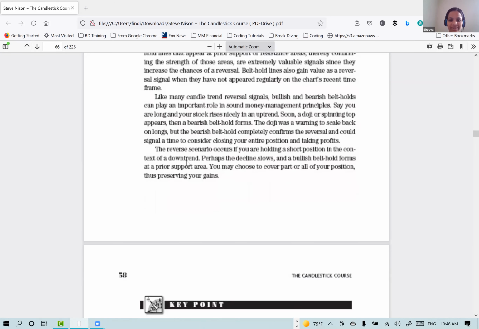The reverse scenario occurs if you're holding a short position in the context of a downtrend. Perhaps the decline slows and a bullish belt hold forms at a prior support area. You may choose to cover part or all of your position, thus preserving your gains.